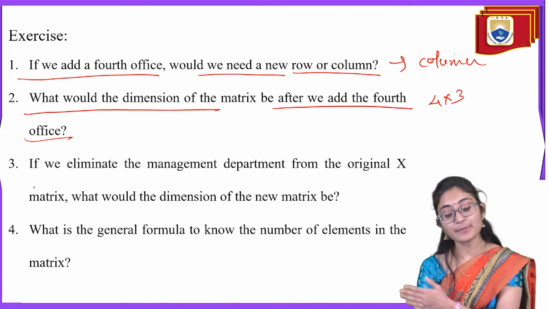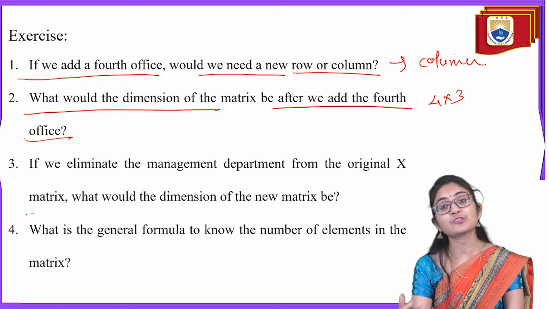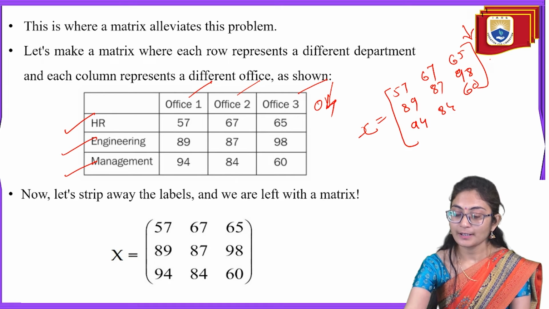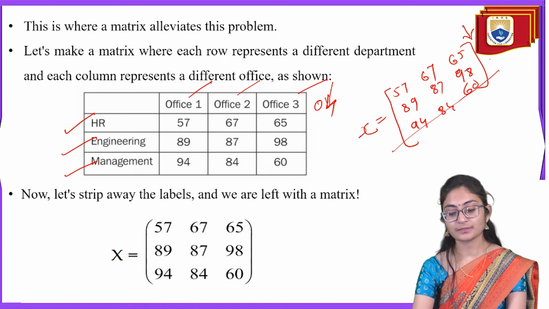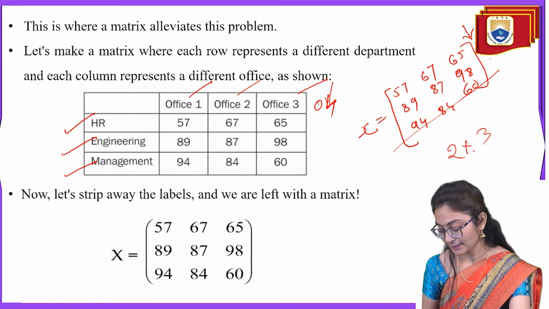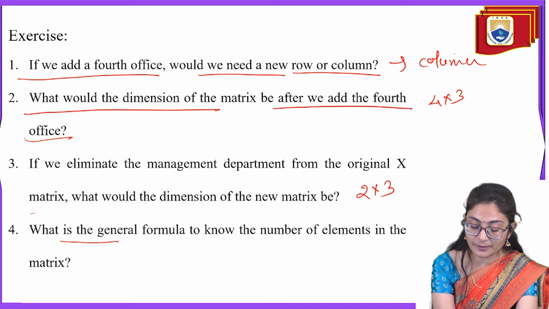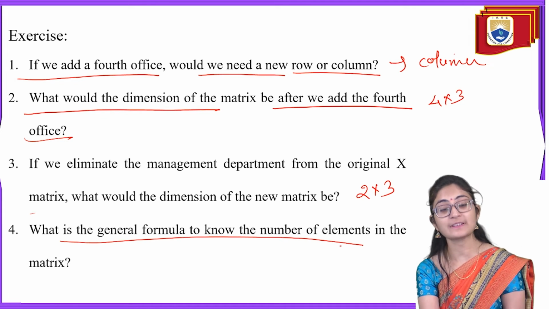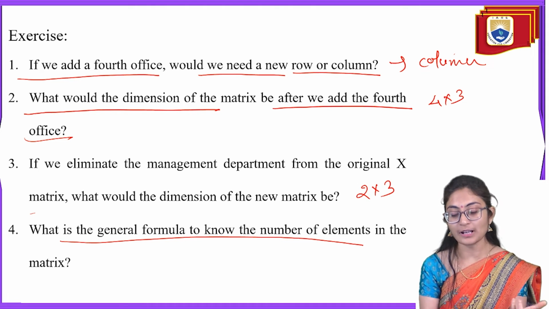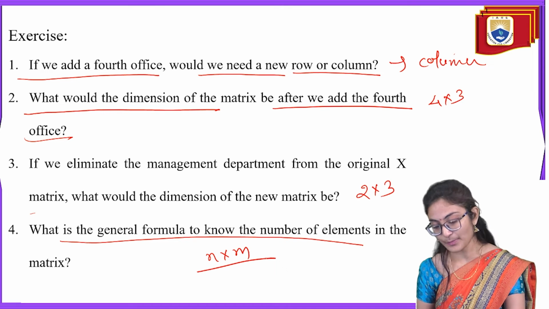If we eliminate the management department from the original matrix, what would be the dimension of the new matrix? We have to remove the management, so our new dimension will be 2 by 3. What is the general formula to know the number of elements in the matrix? Whenever we use the formula, that formula is n by m.